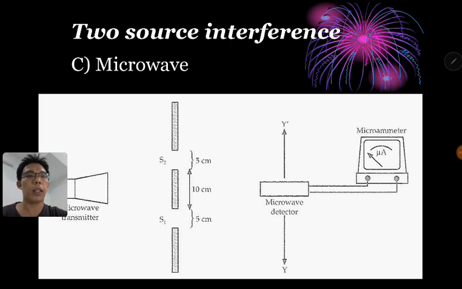So for microwaves, you need a detector to show you. The detector is connected to a microammeter. Therefore, as you move it along the y and the y prime, you get a 0 reading, maximum reading, 0 reading, maximum reading, 0 reading. Later in the animation when I show you, then you will understand it more.